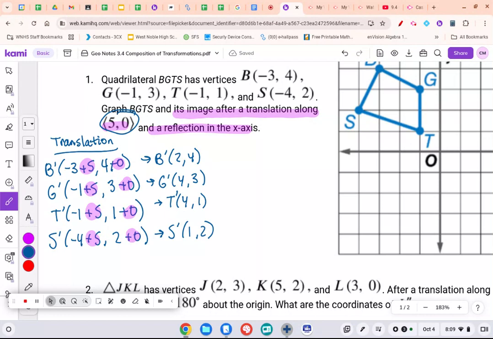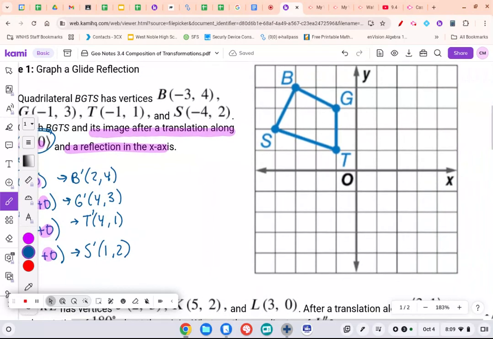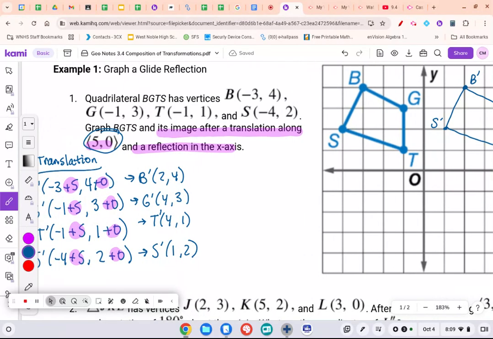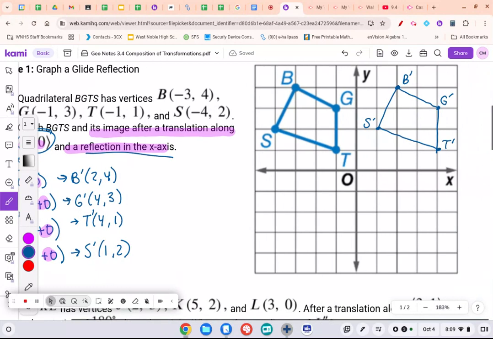You can also just count these over, so we go over 5, up 0. So this is B prime. This is G prime. This is T prime. This is S prime. That is our first step. A couple days ago we would have been done there, but now we have to also reflect across the x-axis.